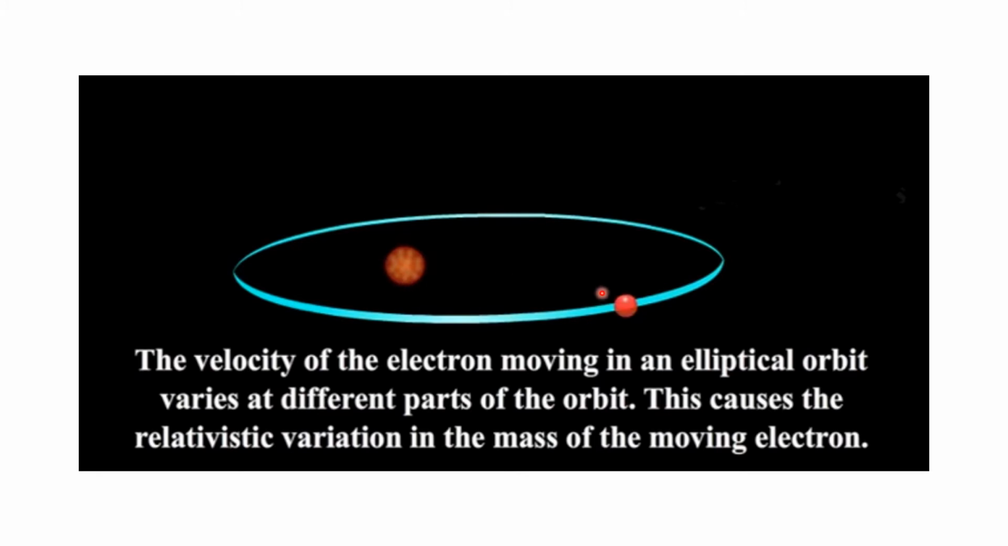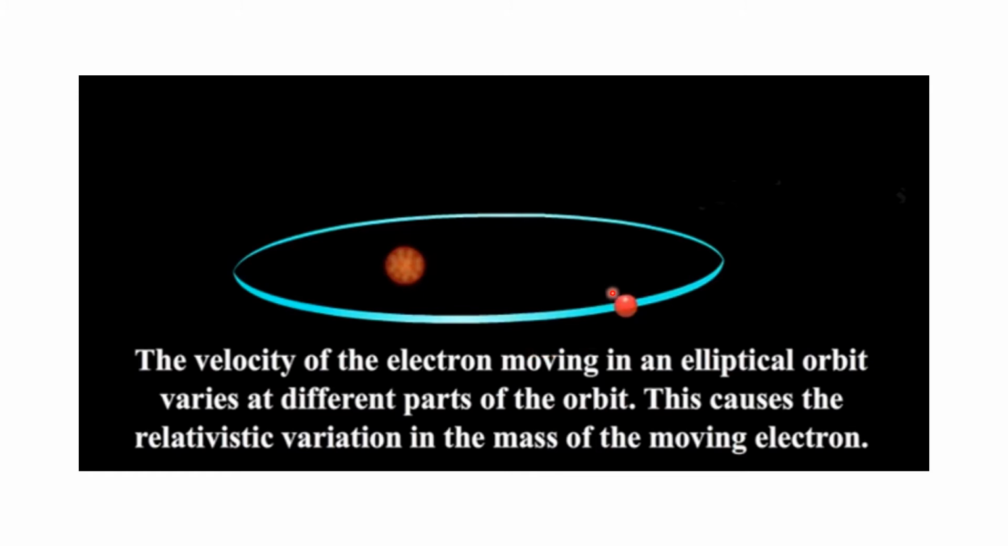Now it was observed that an electron, when it is revolving in an elliptical orbit, its velocity is varying at different parts of the orbit. So the point observed is that the velocity of the electron moving in an elliptical orbit varies at different parts of the orbit. Its velocity is not the same, not constant. It is changing from one position to the other position.